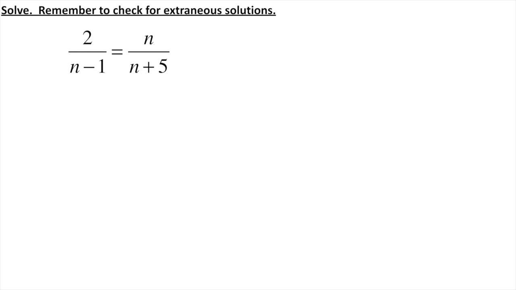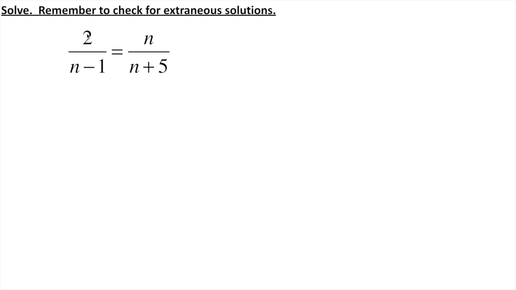We're given this equation here, and we're asked to solve it. This one is a rational equation, so we're going to try to find out what the value of n is. In order to do that, this one's set up as a proportion. The easiest way to do this one is just to cross multiply.